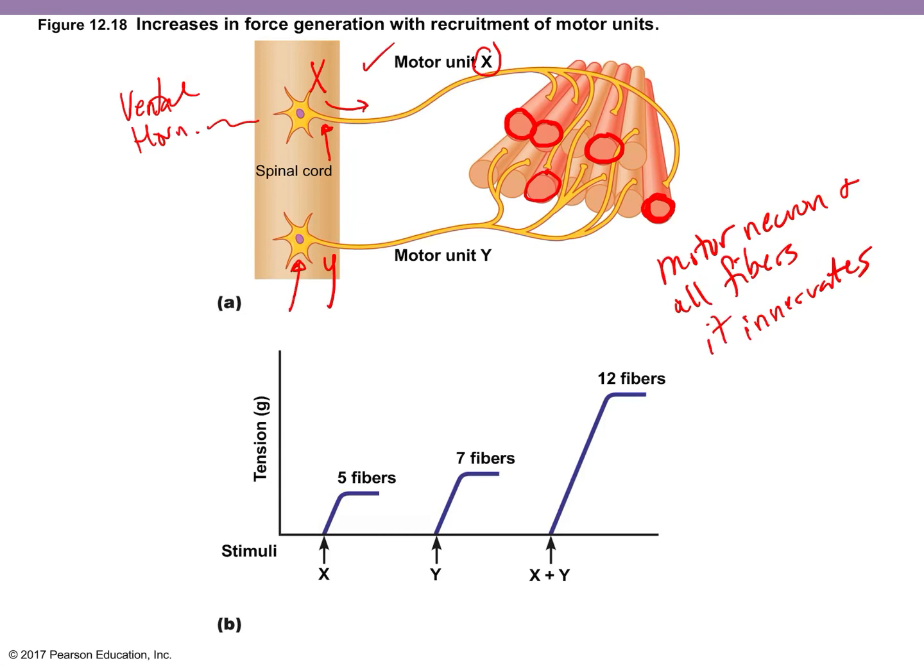And so before we leave, looking at this graph, this is if only motor unit X was firing, right? So we have 5 fibers. This is going to generate a little bit of tension. This is like picking up your cell phone. Motor unit Y is a little bigger. It has 7 fibers, so it can generate a little bit more tension, okay? But if you wanted to pick up a larger object, say your physiology textbook, which is heavy, you're going to recruit both motor units so you can generate more tension because you're firing 12 fibers.